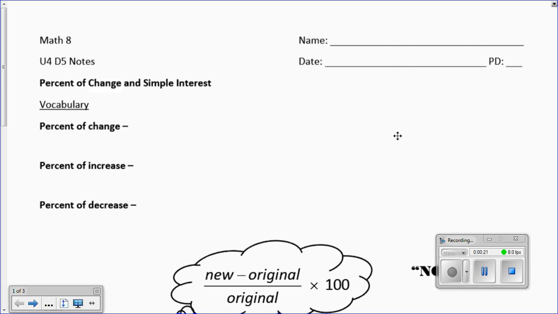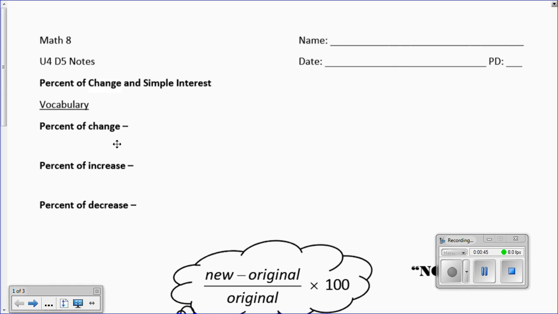I will say this stuff has a couple of formulas that you will need to memorize because they are not on your formula sheet. Okay? Now, I have a couple tricks to help you remember them. So that'll help you out a little bit. Okay? So today we're doing percent of change and simple interest. So again, we're doing percents that you guys love, and let's go ahead and get started.